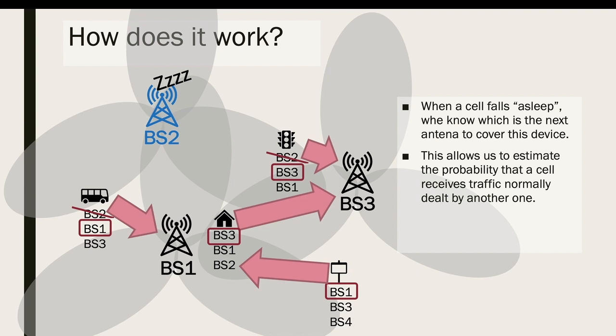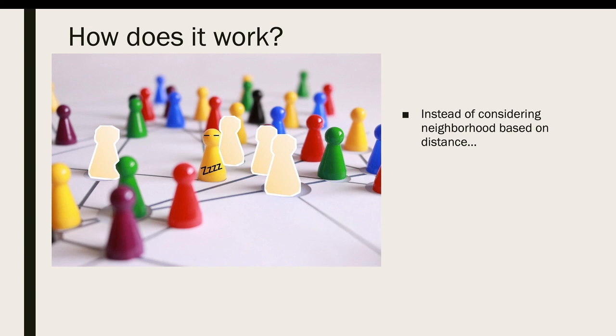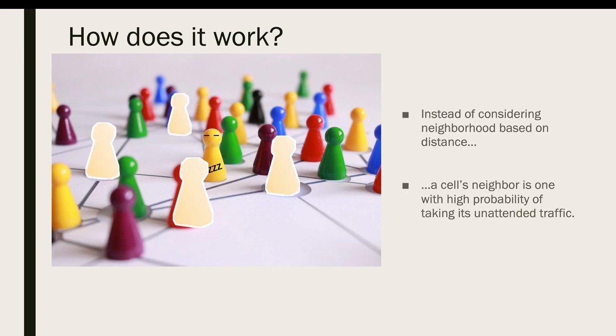When a base station falls asleep, ceasing to provide access to the network, each of the devices it served will choose the next antenna in their list to send their requests for access. This logic allows us to compute the probability of each cell of receiving the traffic normally attended by the one that fell asleep. This way, instead of building the set of neighbors by considering the closest ones, it will be made of those with a high probability of receiving its traffic and therefore experiencing performance degradation.